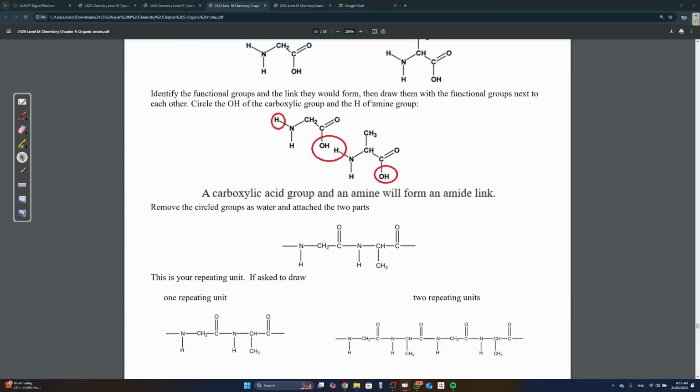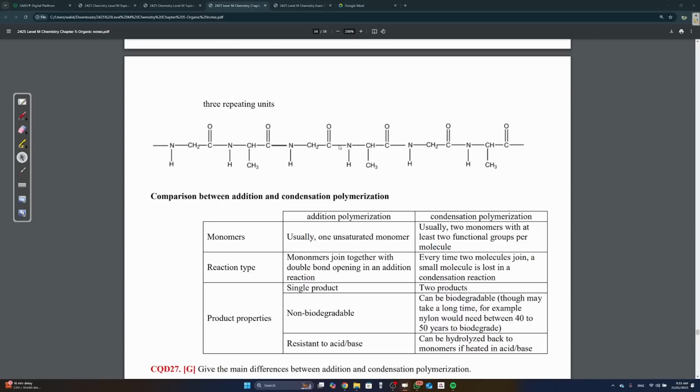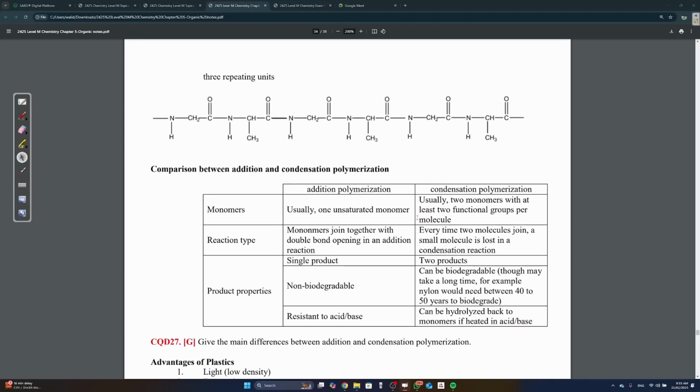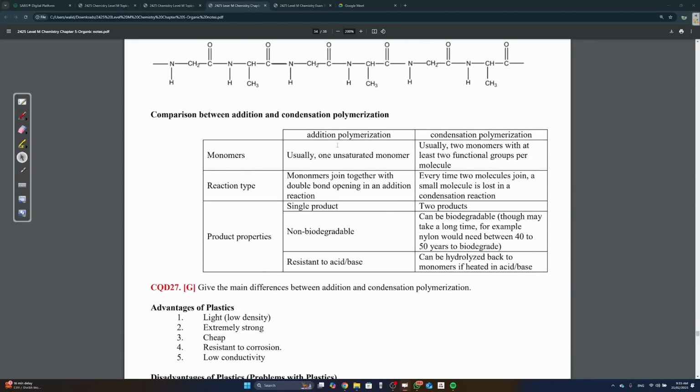Continuing, I explained all this right now. 3 repeating units, again, just copy it again. Okay, comparison, you need to know the comparison between the addition and condensation. Obviously, you need to know that in condensation, water is produced, okay? Addition, nothing is produced. In addition, you only have one monomer, right?